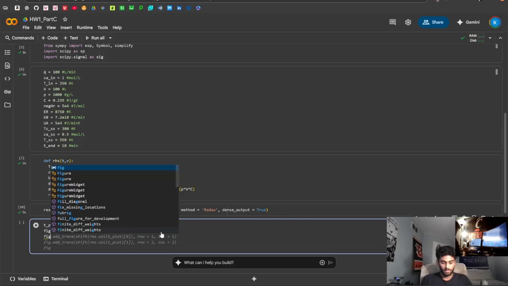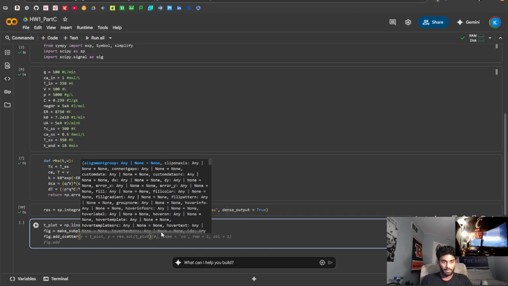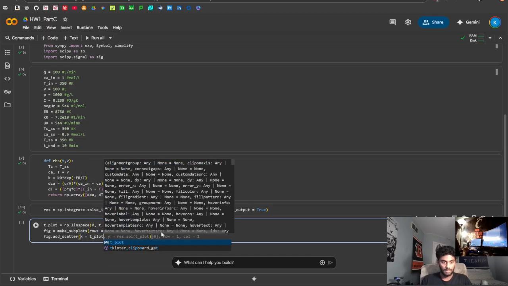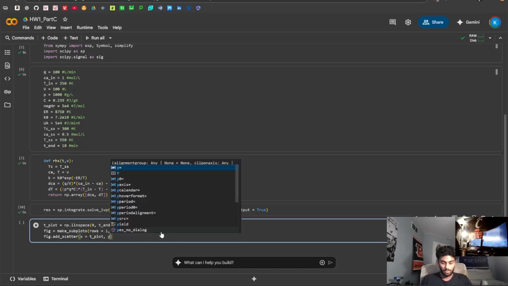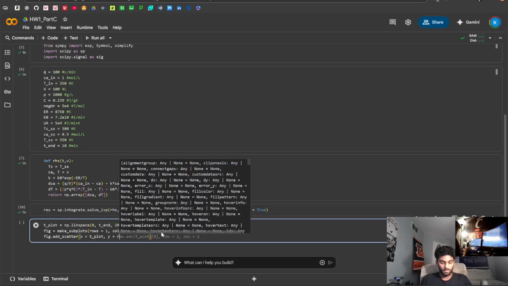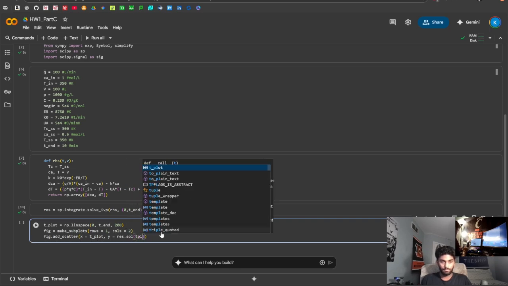So fig.add_scatter. We're going to have x is equal to our time for plotting purposes. Our y is going to be equal to our solution as it is referenced to our new time intervals, our t-plot. So y is equal to the solution t-plot.